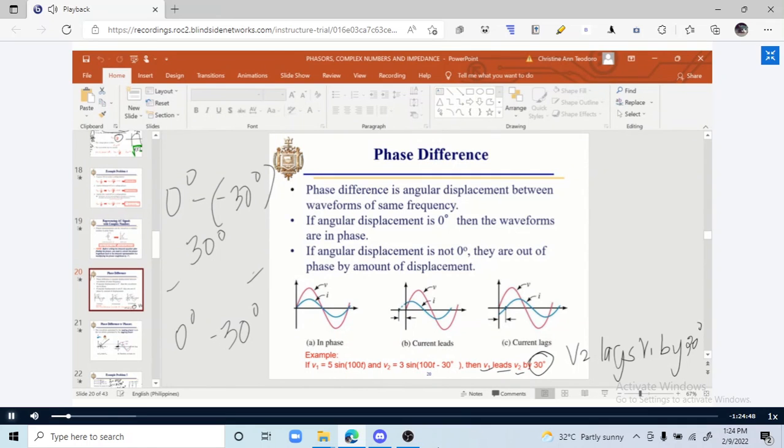Correct? So as you can see, V1, what is the phase offset of V1, or the phase angle of V1? We have V1 is equal to 5 sine 100t. What is now the phase angle of V1?